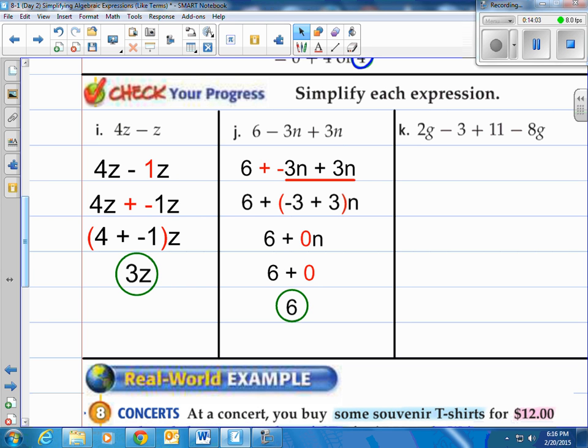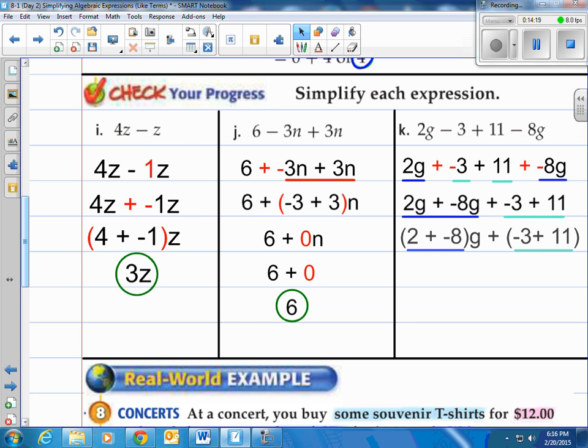How about this last one, k? Again, I see subtraction, change that to addition. Once we change it to addition, of course, let's reorganize and put things together that go together. I've got the g's, put those together. Got the constants, put those together. Next step, add the coefficients of the variable terms. So then we got 2 plus negative 8. That's negative 6g. We, of course, add the negative 3 and the 11. That gives you 8. And now you say to yourself, oh, negative 6g plus 8 is the answer. There you go.